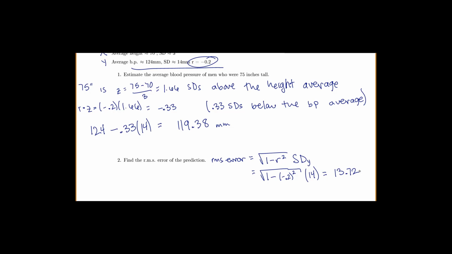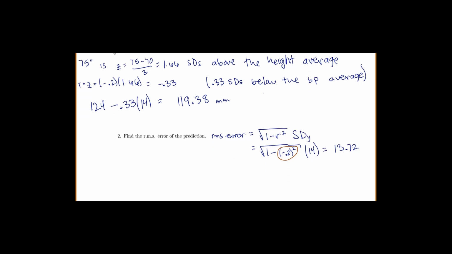One thing to note as you're putting it into your calculator is that you are squaring this negative 0.2, so that becomes a positive, and then you will subtract it. So our RMS error is 13.72.